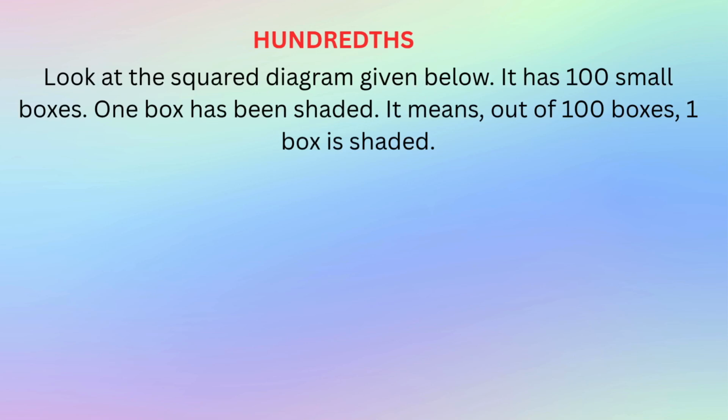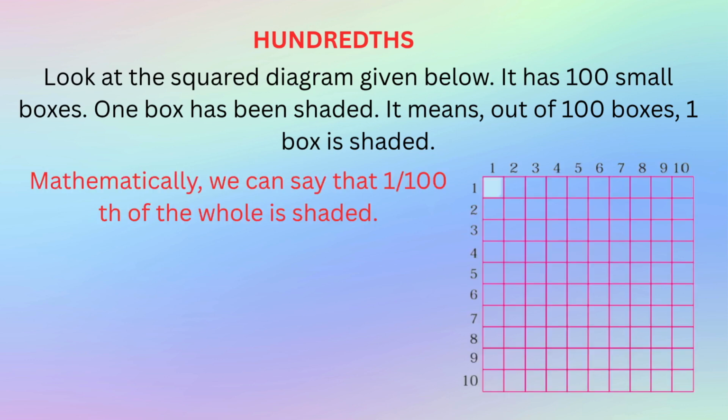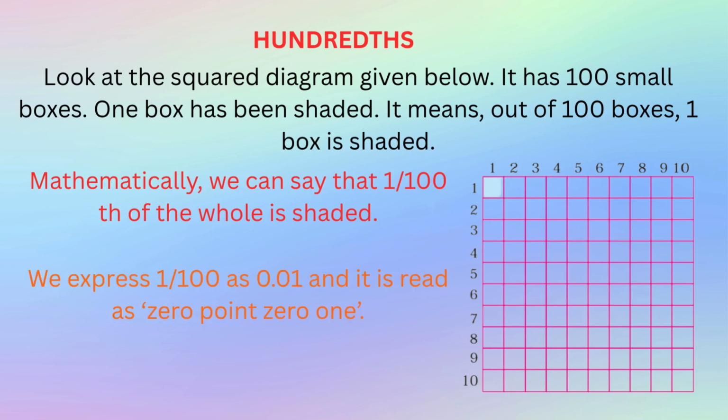Hundredths. Look at the squared diagram given below. It has 100 small boxes. One box has been shaded. It means, out of 100 boxes, one box is shaded. Mathematically, we can say that 1/100th of the whole is shaded. We express 1/100th as 0.01 and it is read as 0.01.